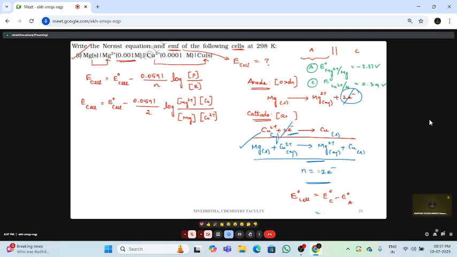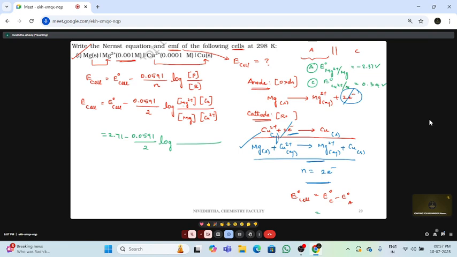What is the value of E naught cell? Cathode value, 0.34 minus 2.37, yes, 2.71. So it is 2.71 minus 0.0591 divided by 2. You can round it off to 0.06 also. It is fine. Anyways, it is easy to cancel, so no issues.